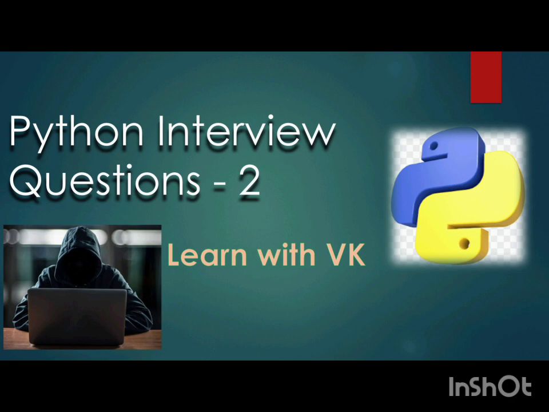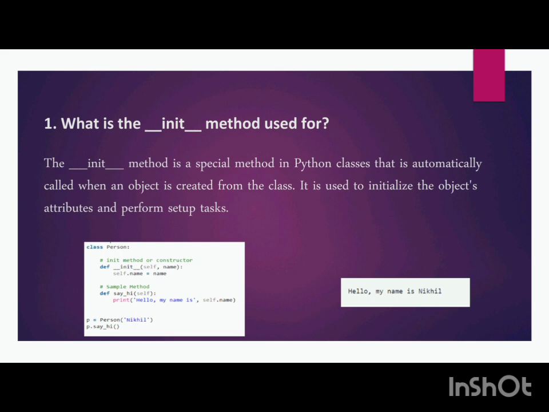Okay, let's jump into it. The first one is, what is the init method used for? The init method is a special method in Python classes that is automatically called when an object is created from the class. It is used to initialize the object's attributes and perform certain tasks.